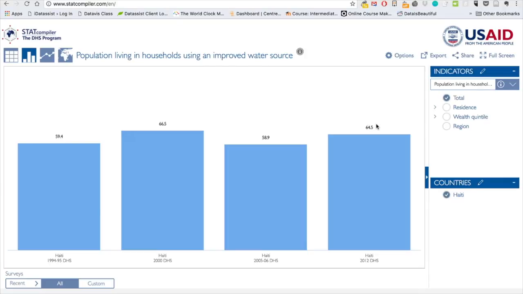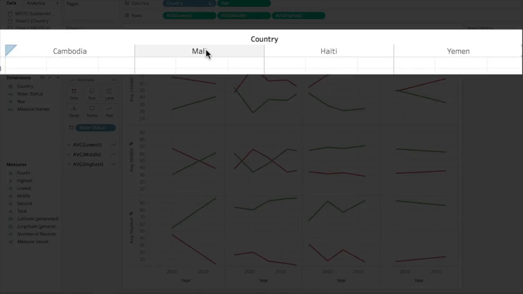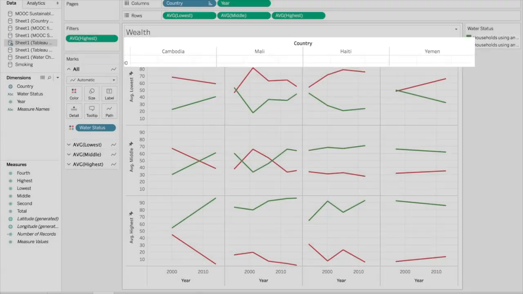And we're going to look at two of the top countries, and two of the bottom countries. We are going to get the data from our countries, Cambodia and Mali, where we've seen a significant increase in the percentage of the population that has access to water, and Haiti and Yemen, where we've seen a significant decrease.